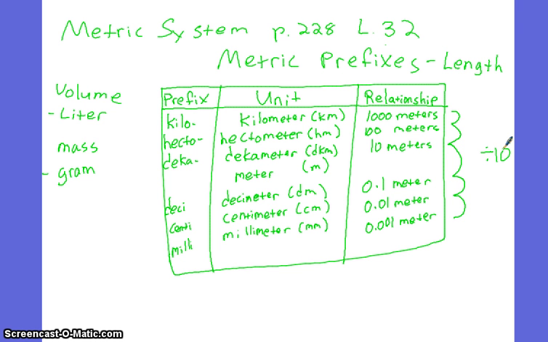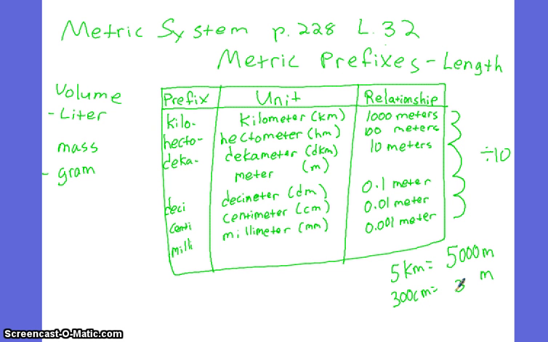So if I asked you the question, how much is 5 kilometers? How many meters is 5 km? You would say 5,000 meters, because 5 times 1,000 is 5,000. Or if I asked you 300 centimeters, 300 cm equals how many meters? You would say 3, because there's 100 centimeters in a meter. So it's really simple.